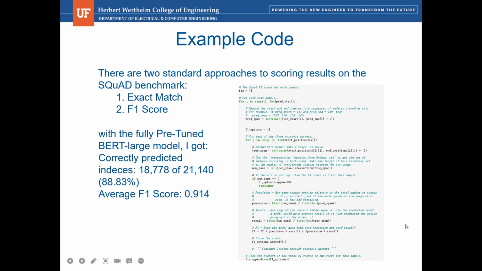This is a programming part to actually see the result of the accuracy. With a fully fine-tuned BERT large model, I got the correctly predicted index. It's about 88%, and the average F1 score is really high. It's about 0.914.